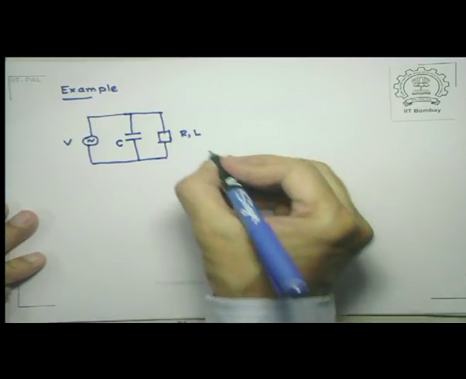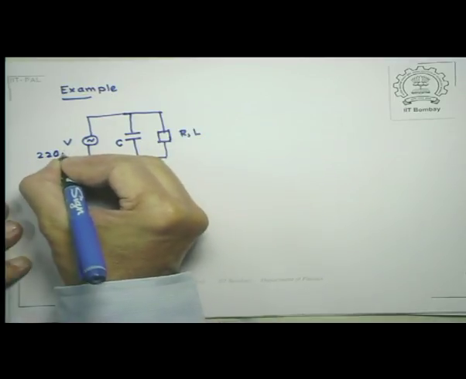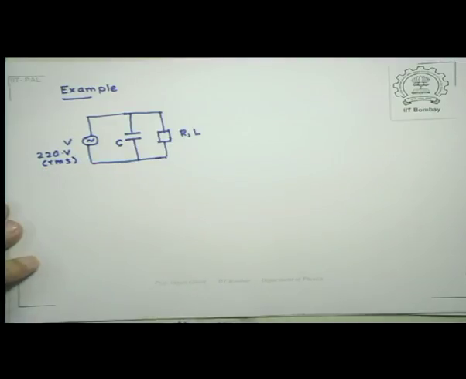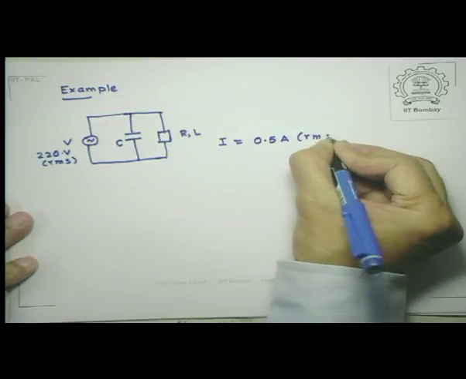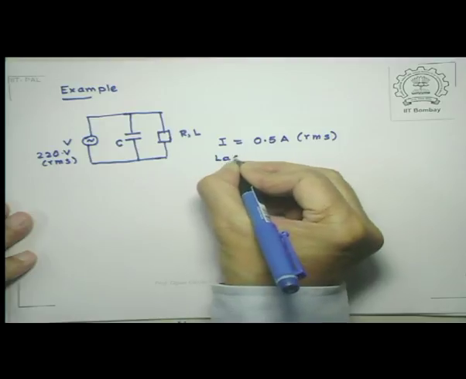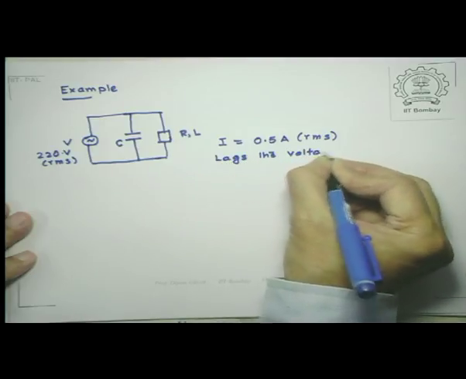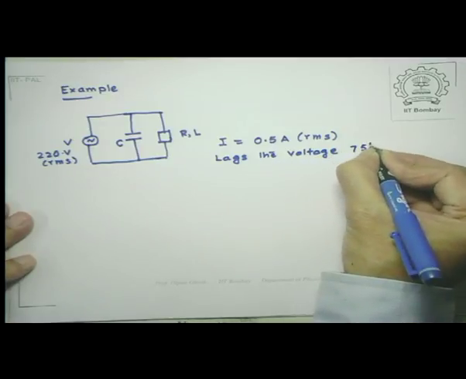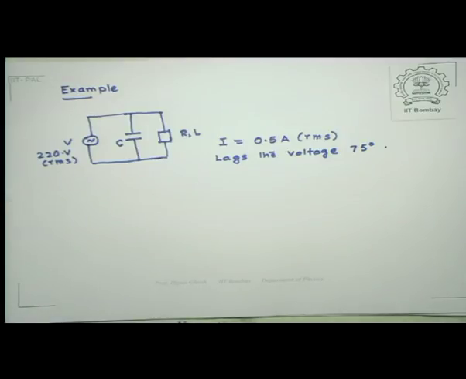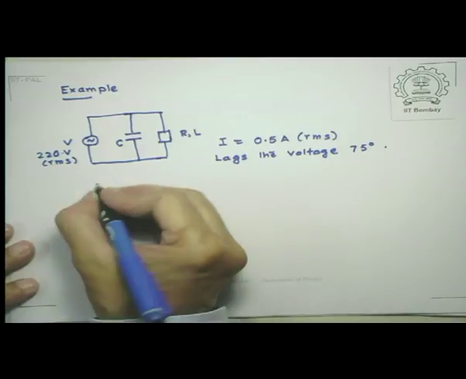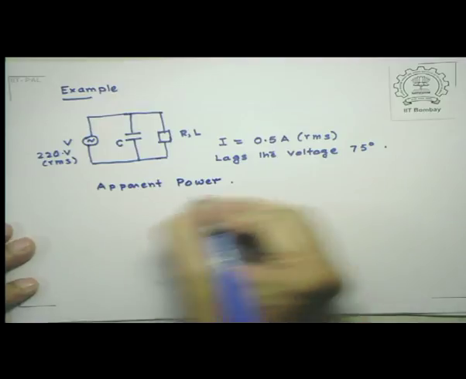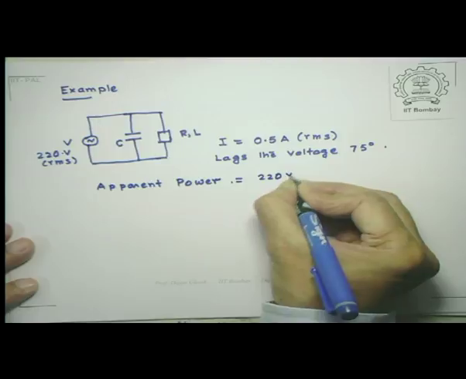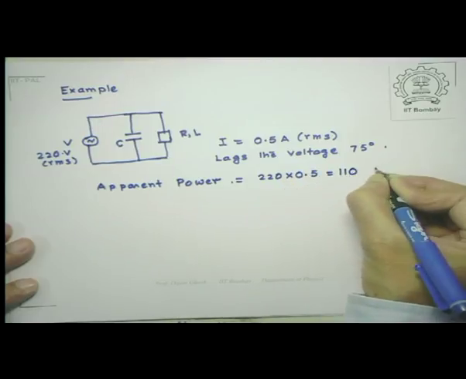In this specific example, suppose my input voltage is 220 volts RMS. And let us suppose that the current I is 0.5 ampere, of course again RMS, and the current lags the voltage by some angle. So let's say 75 degrees. Now what we need to do is to calculate the active power, reactive power and the apparent power. Okay. So notice that the apparent power is very easy to calculate because this is the product that we have. So that's equal to 220 into 0.5, that is the current, which is equal to 110, this time volt ampere.